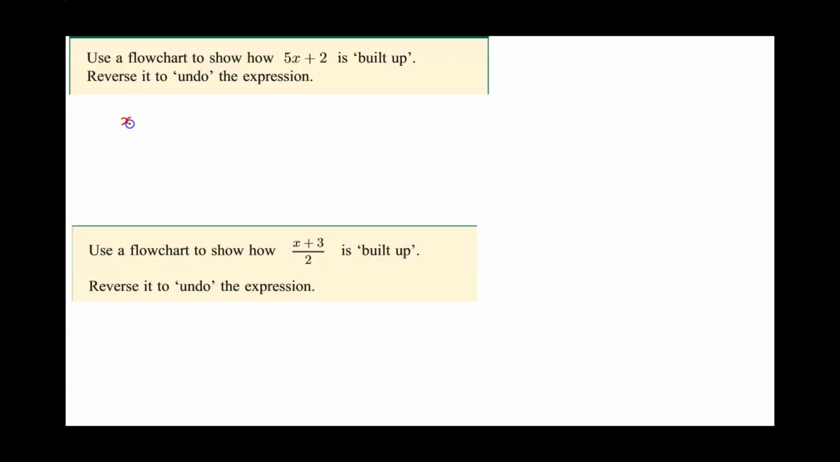So x has to be times 5. Therefore, I've got 5x. Okay, and then plus 2. I've got 5x plus 2. Okay, so this is just to build up.